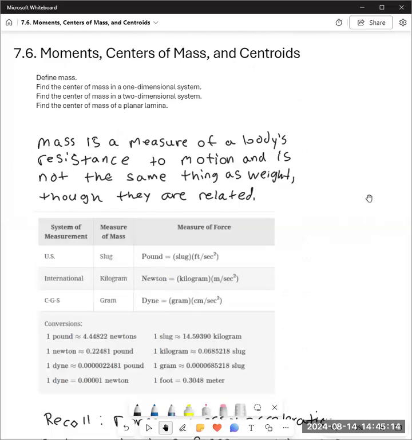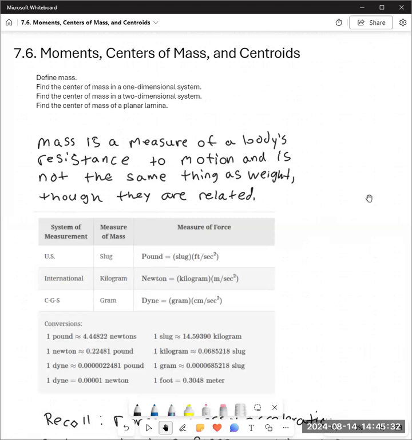In this video, I'm going to go back and talk about 7.6, which is going to talk about moments, centers of mass, and centroids. Just going to talk about this before we go on to chapter 8 because it's one of the main applications of integration that we're going to talk about in Calculus 2.